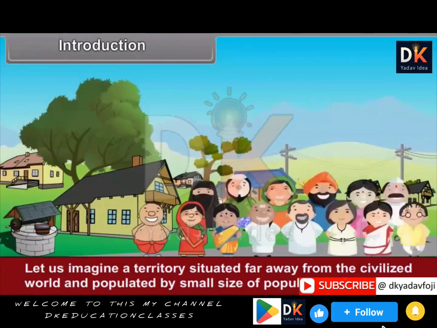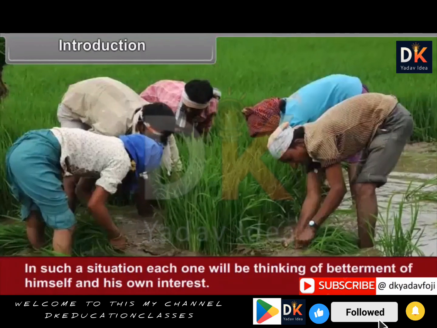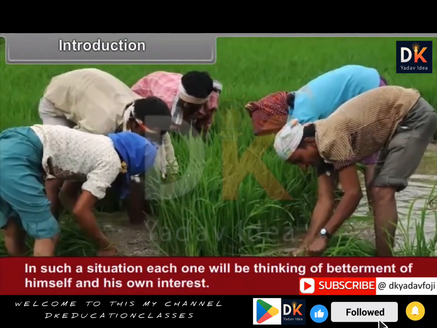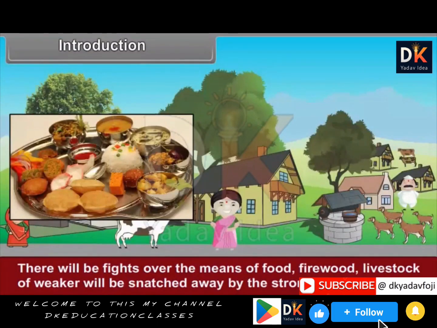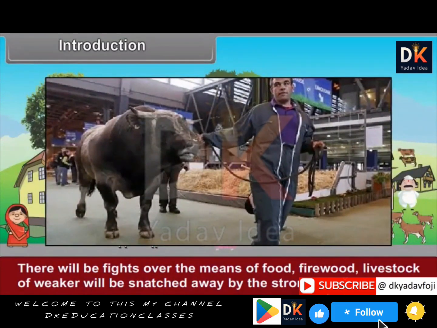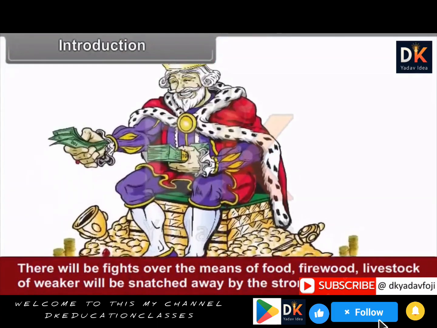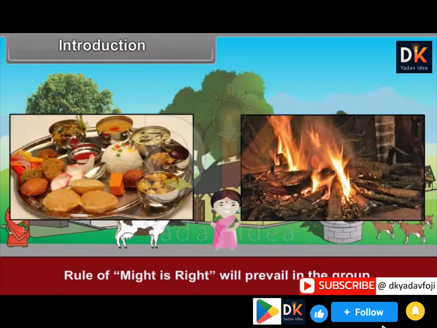Let us imagine a territory situated far away from the civilized world and populated by a small population. People in the territory are living in a disorderly manner. In such a situation, each one will be thinking of the betterment of himself and his own interests. There will be fights over the means of food and firewood. The livestock of the weaker will be snatched away by the stronger ones. The rule of "might is right" will prevail in the group.